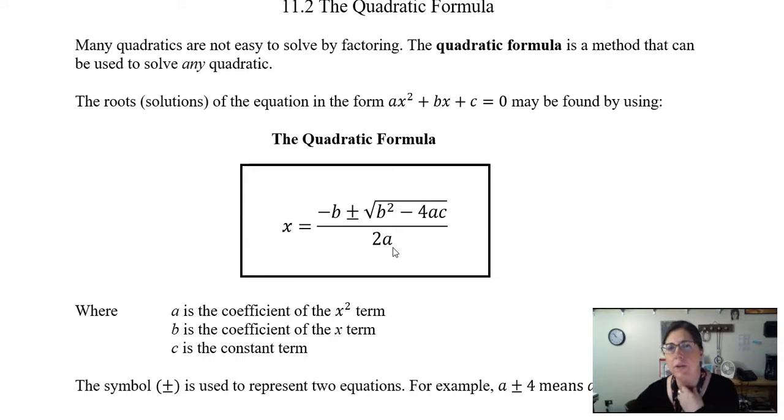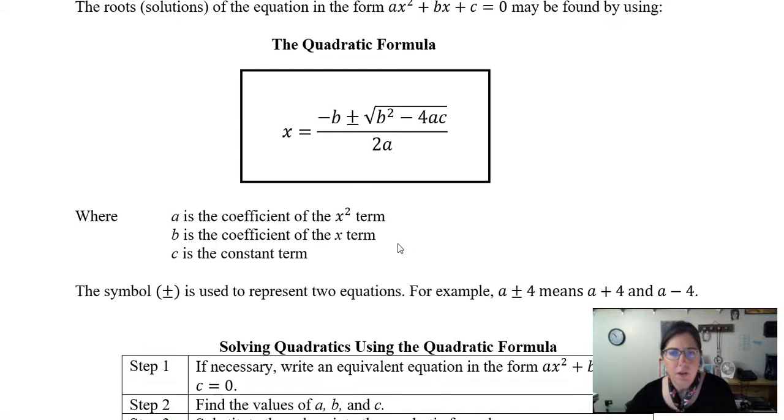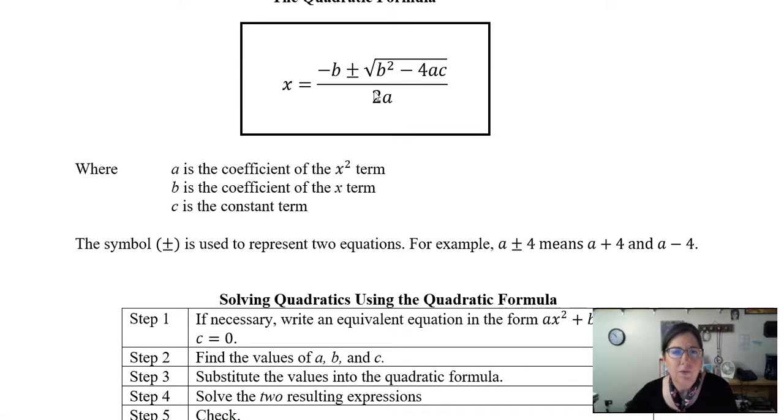There are lots of ways you can go online and find little songs and stuff if you want to help memorize this formula. So when we go to do this formula, we're going to do it twice. We're going to do it once with the plus sign and once with the minus sign.